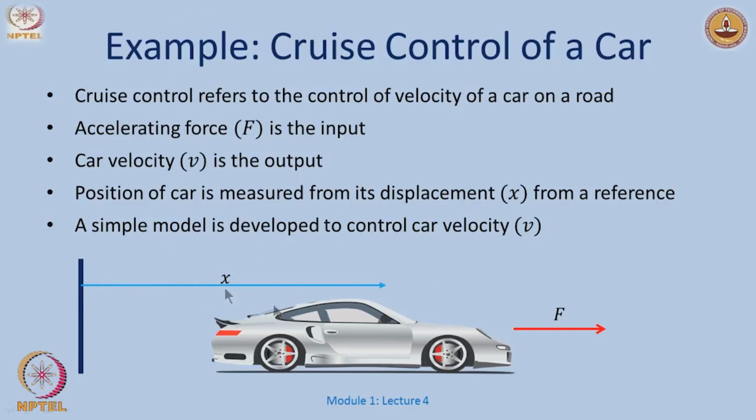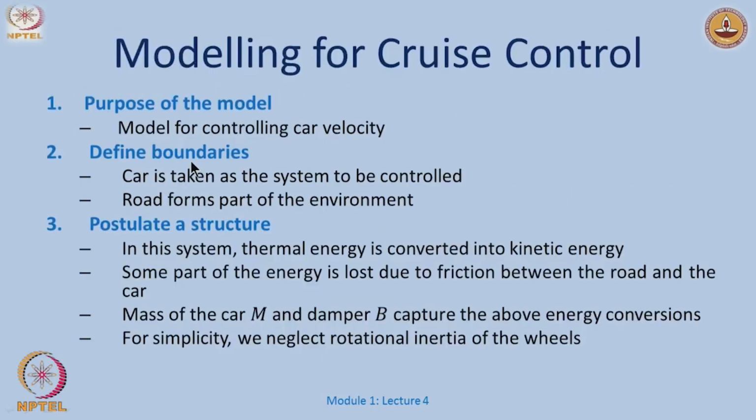Okay, so how do we capture this dynamics, that there is a certain force which generates a displacement and in turn a velocity? If we go back to the steps of modeling, the first step would say, well, what is the purpose of the model? The purpose of the model is to understand the velocity behavior of a car and therefore to control the velocity. How do we define the boundaries? Well, we look at the car as the system to be controlled, and then it travels on a highway or a road that forms a part of the environment.